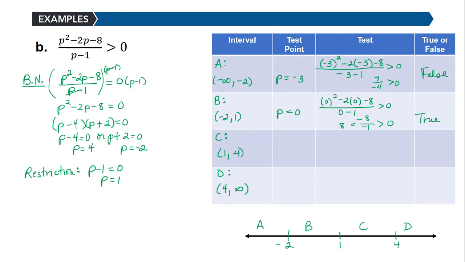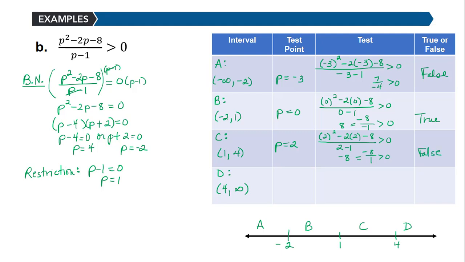Then in region C, a number between 1 and 4, we'll choose our p-value of 2. So we would have 2 squared minus 2 times 2 minus 8, all divided by 2 minus 1. Is this greater than 0? This simplifies to 4 minus 8, which is negative 8, divided by 2 minus 1, which is 1. But negative 8 divided by 1 is negative 8, which is not greater than 0, so that is false.